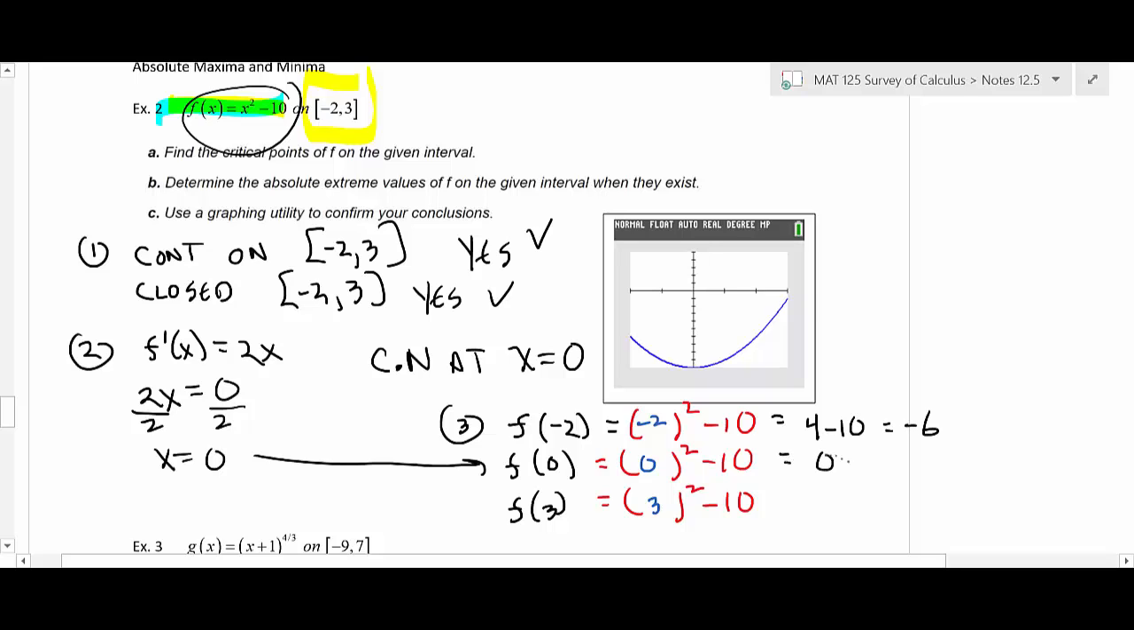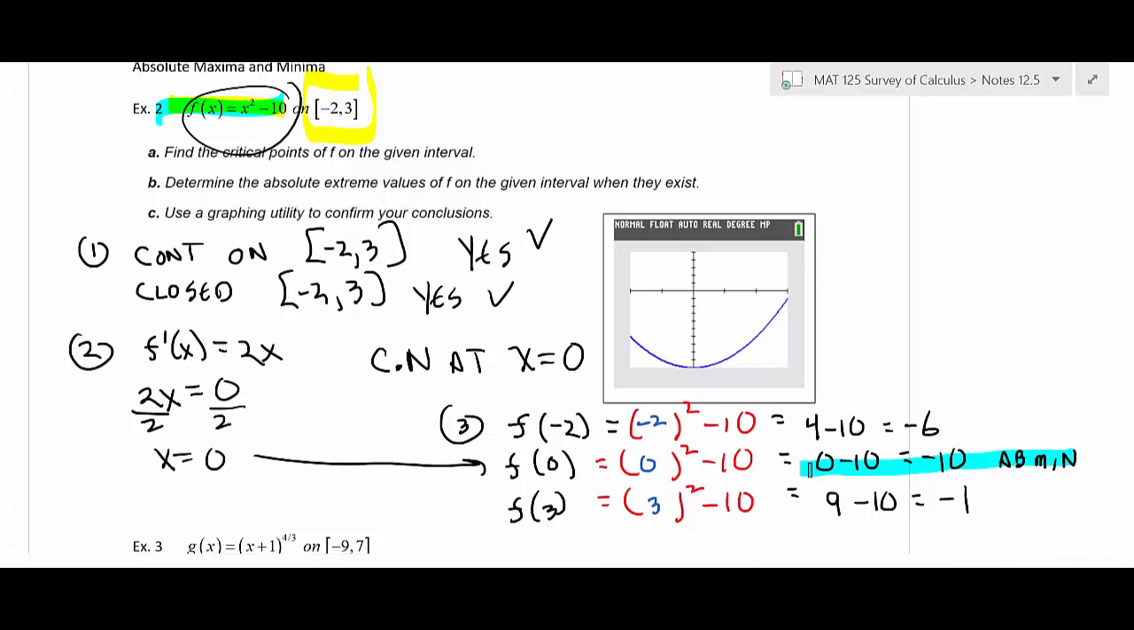The next one is 0 minus 10, that's negative 10. And the next one's 9 minus 10, so it's negative 1. Everybody see what I'm doing? Okay, which one of those numbers is the smallest? That means this right here is your absolute min. That's a guarantee. Which of those three numbers, not the numbers we're testing, but these, is the biggest? Negative 1. That is your absolute max. That's the answer to the problem.